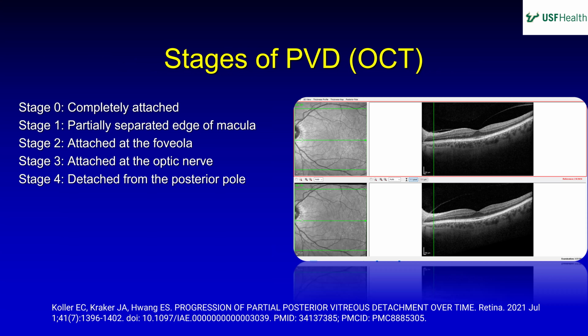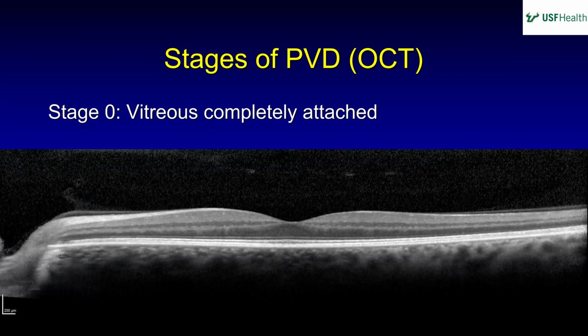When it's stage 4 PVD, it's 0. And that's without looking at the patient, it's just looking at the chart. Whereas if all it says is no PVD or PVD, then you can't do that. So here are examples. This is a stage 0. You can see the vitreous on your OCT scans. I would say 90 to 95% of the time you can tell the vitreous.